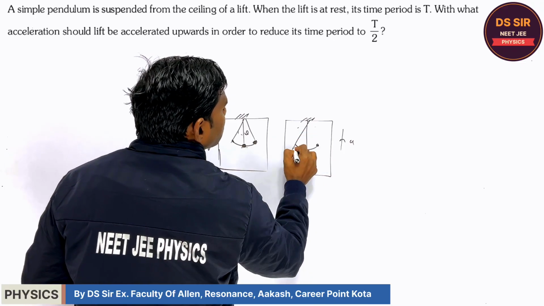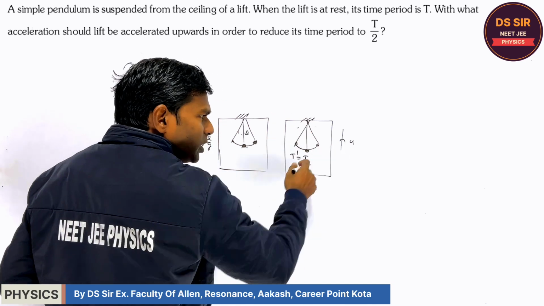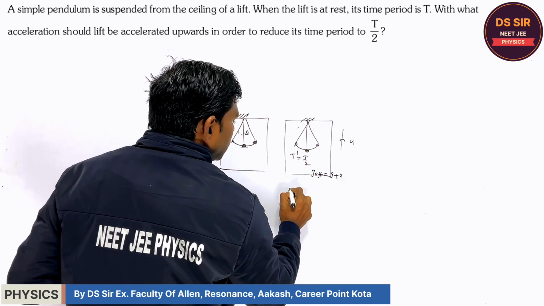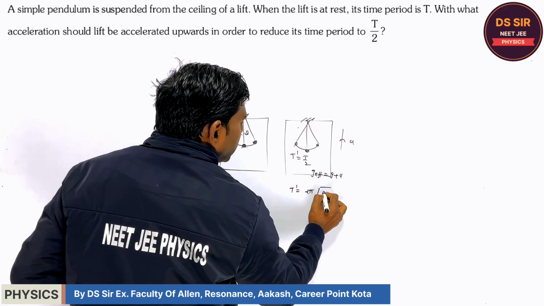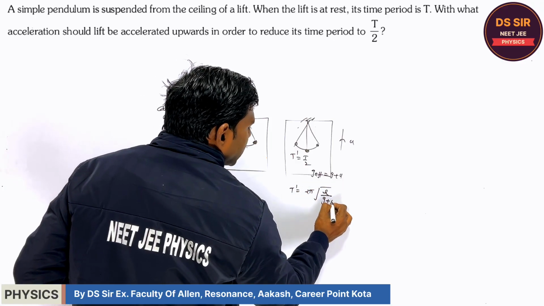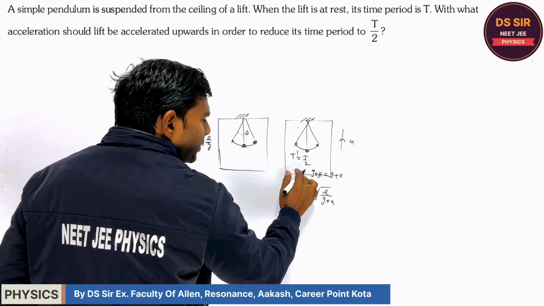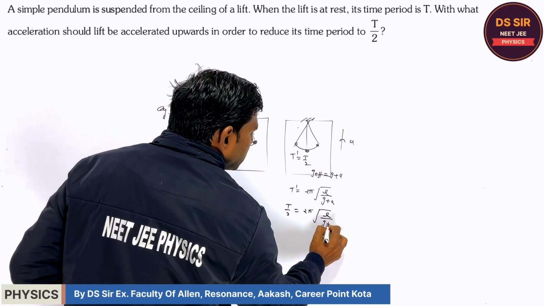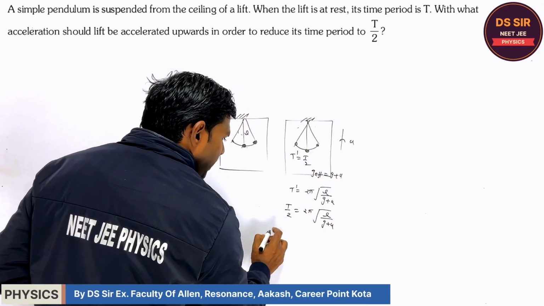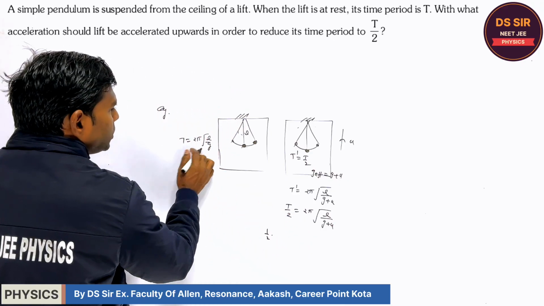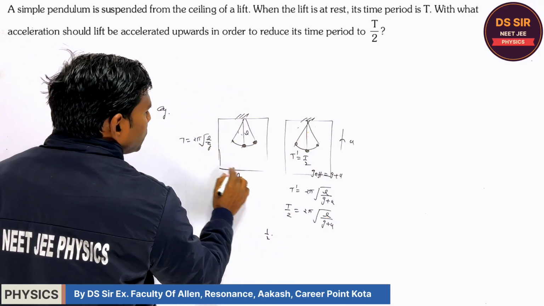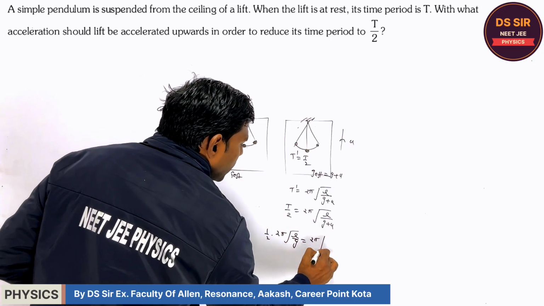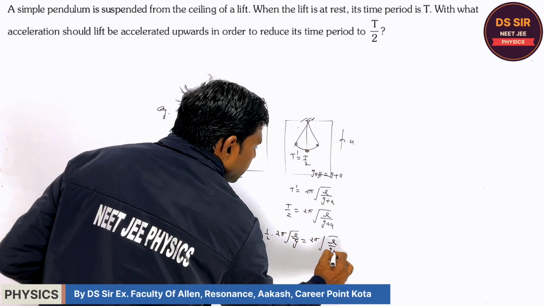Are you getting or not? The time period becomes T by 2. So what is the g effective over here? Say g plus a. So T dash is equal to 2 pi root L upon (g plus a). And the time period becomes T by 2, equal to 2 pi root L upon (g plus a). And this is 1 by 2 of T, the original T when it was at rest, which is 2 pi root L upon g. So 2 pi root L upon g, times 1 by 2, is equal to 2 pi root L upon (g plus a).